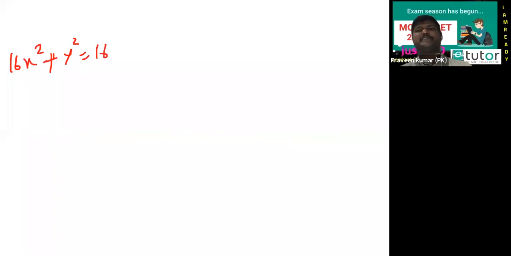16x square plus y square is equal to 16, my dear student. Do it fast, everyone. In your words, everyone do it.